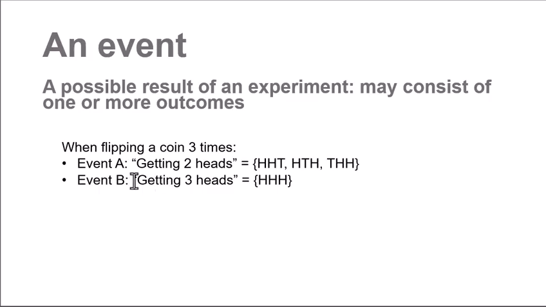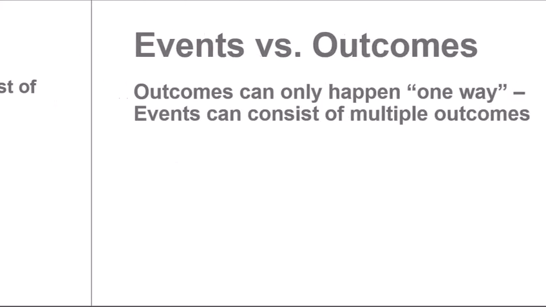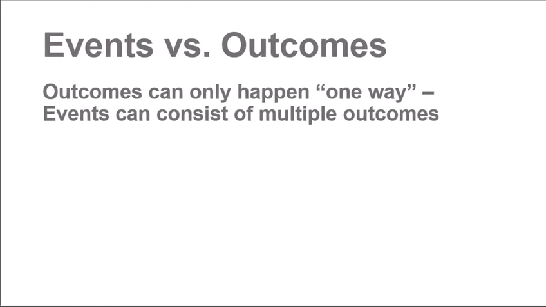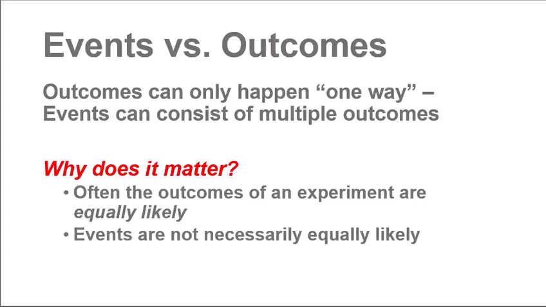In contrast, getting 3 heads on this experiment can actually only happen one way. So that's an event that is also an outcome. So the distinction here is that outcomes can only happen one way, and events can happen potentially multiple ways or consist of multiple outcomes. Why does this distinction matter?